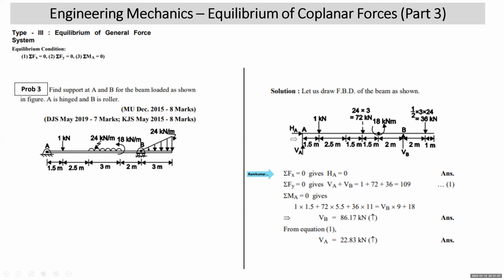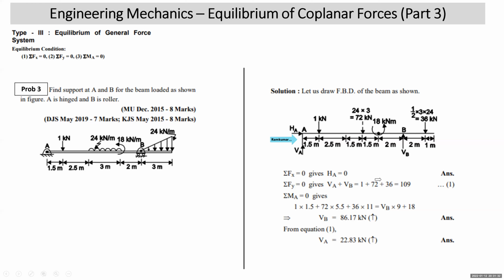Then we take moment about A. When I take moment about A, HA and VA will go off. 1 into 1.5 clockwise, 72 into 5.5 clockwise, 36 into 11 is clockwise, VB into 9 is the perpendicular distance, anti-clockwise, and this 18 kilonewton meter is also anti-clockwise, so it will be on the right hand side.